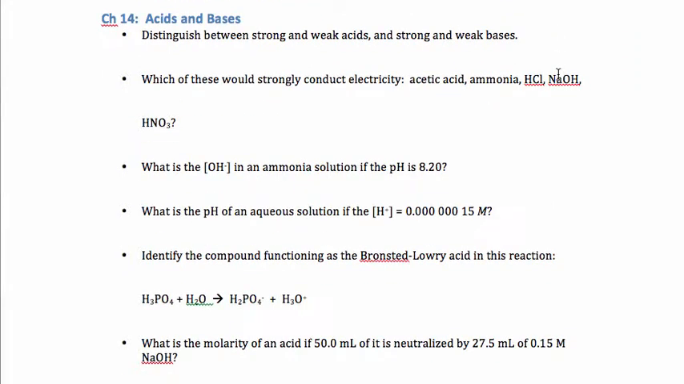Let's move on to chapter 14, acids and bases. All right, you really should commit to memory, and I actually should put this on the memorization list. Here are your strong acids. You have nitric, sulfuric, HCl, HBr, HI, not HF, and perchloric and chloric.